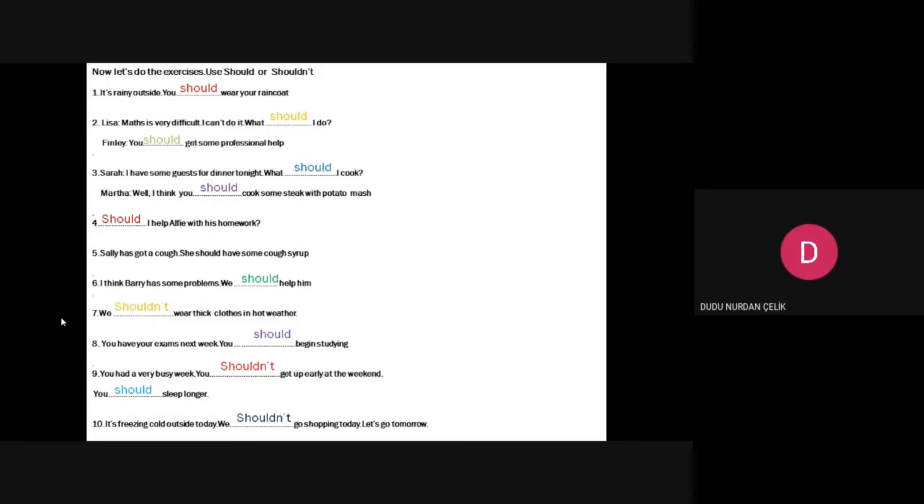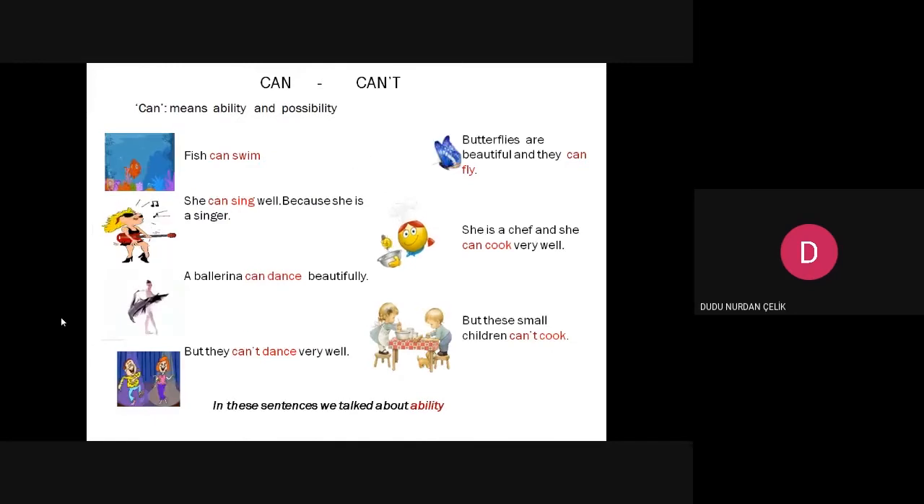Now we're going to study can and negative can't. You already know the use of can because we studied it when we were at school. We're going to have a short review here. If you are careful, you can remember and do all of them easily. What does can mean? Can is also a modal verb, remember, and means ability and possibility.